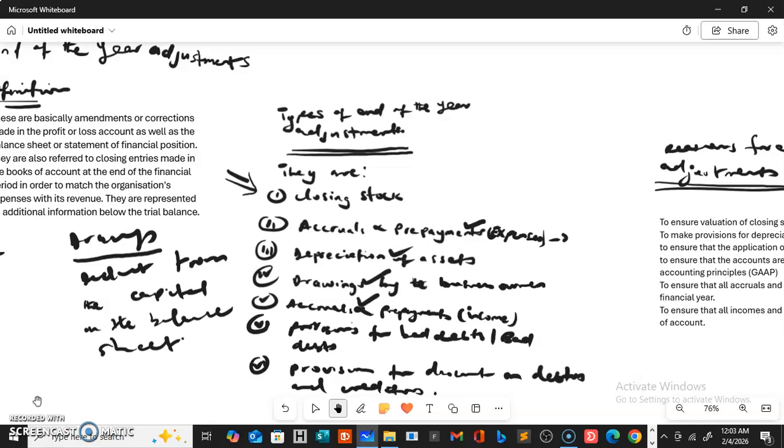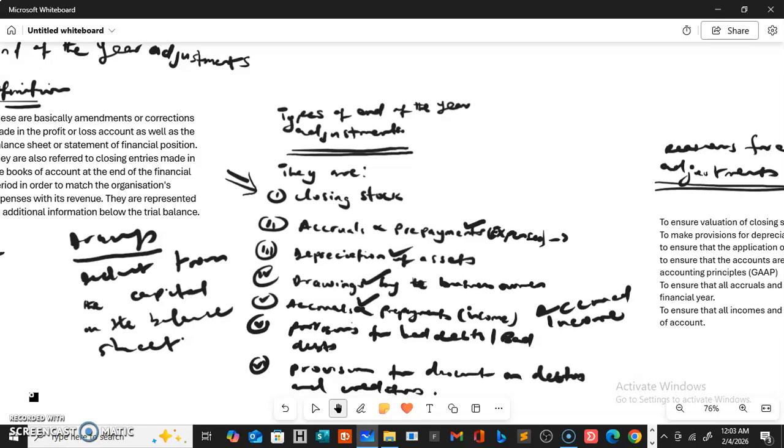So the next one is to look at accrual and prepayment for incomes. Now, let's first talk about accrued income.